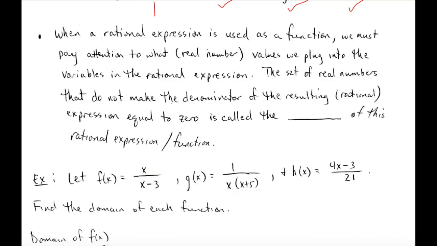So when a rational expression is used as a function, we must pay attention to what real number values we plug into it. Okay? The set of real numbers that do not make the denominator of the resulting rational expression equal to 0 is what is called the domain of this rational expression or function. Okay? And so the domain is important because domain is actually how we define what values, we'll say, of x that we can plug into a function, whether it is a rational function or quadratic function, square root function, nth root function, so on and so forth.